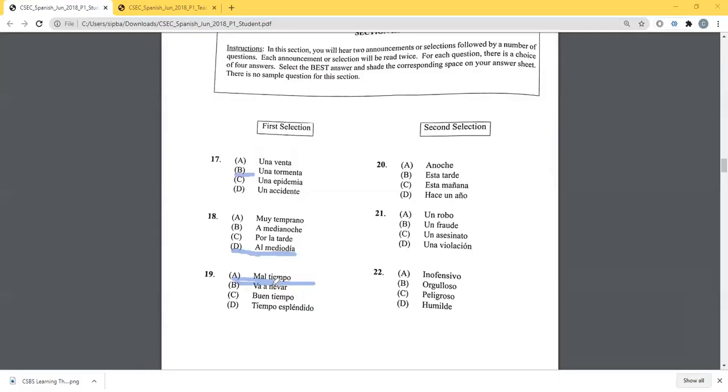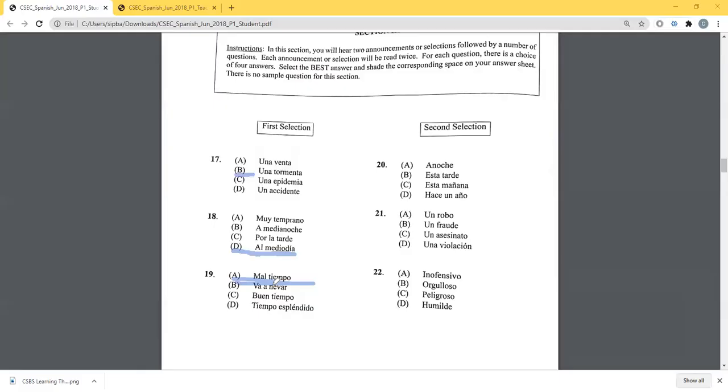Tiene una cicatriz distintiva en la frente. He has a very distinctive scar, the word cicatriz, on his forehead, la frente. Este hombre está armado. This man is armed, which means he's got a gun, right? Y se le considera muy peligroso, and he's considered to be dangerous. Se recompensará al que dé informes acerca de su paradero actual. So we will reward anyone who gives information about his actual location. Bueno, buenísimo. So let's go back to the question.